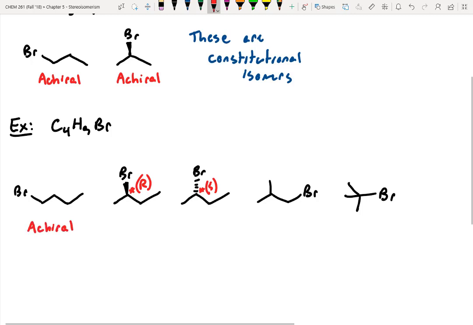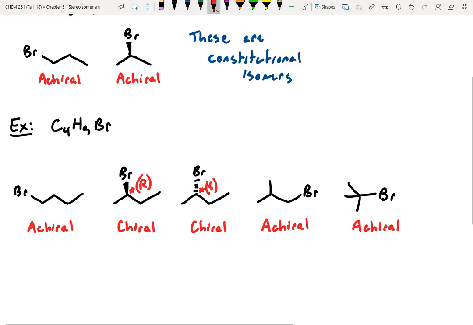What about the second one? Be chiral for sure. If you draw the mirror image, it's not superimposable. Same thing with this one. What about the fourth one? I'd say achiral. If you drew its mirror image, it'd be the exact same compound with the exact same name. So this would be achiral. And what about the last one? I'd say achiral too. It would be superimposable on its mirror image.